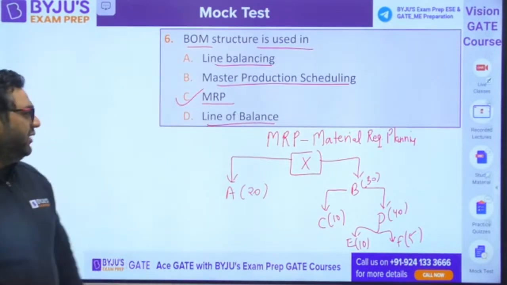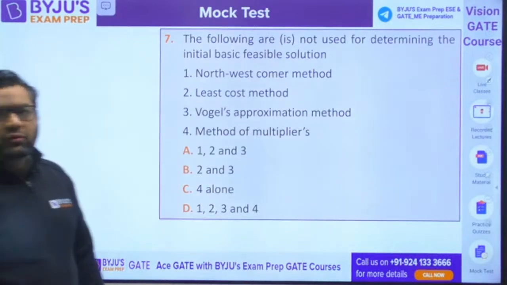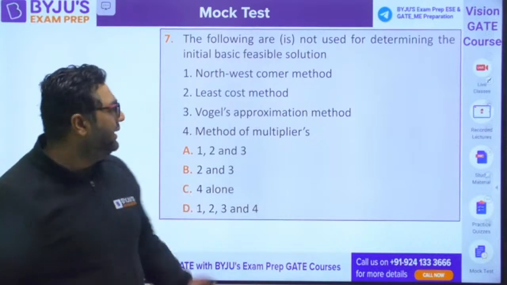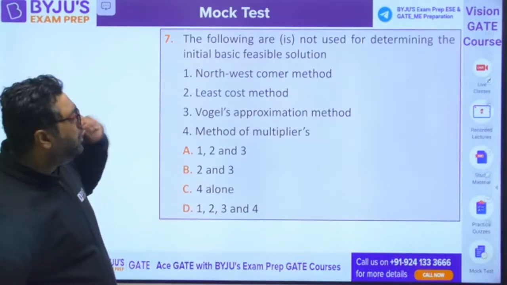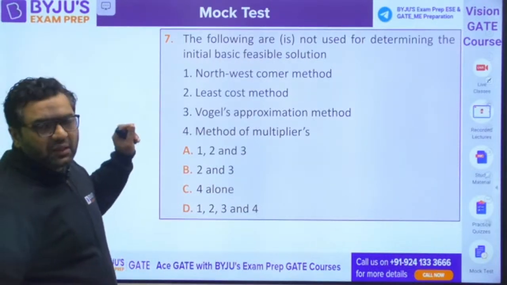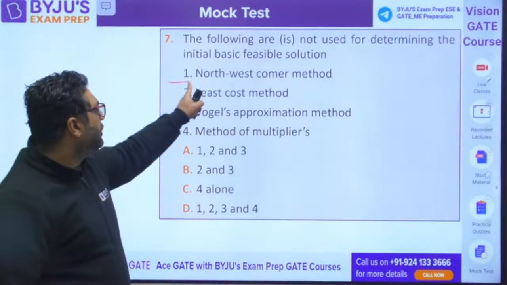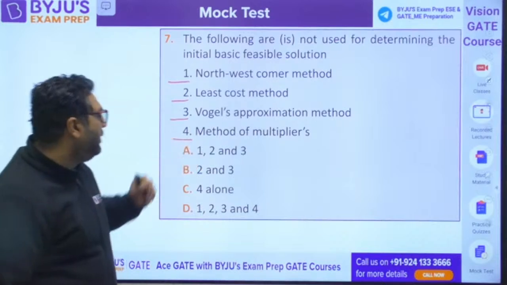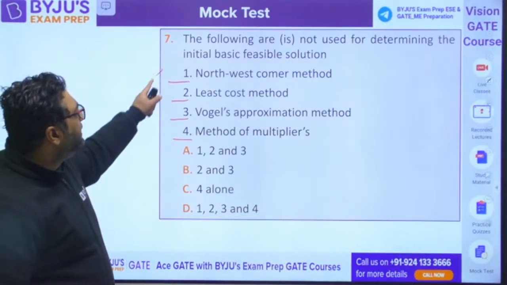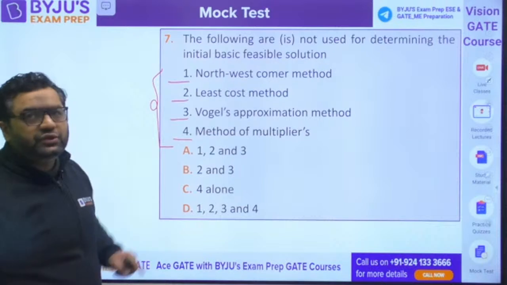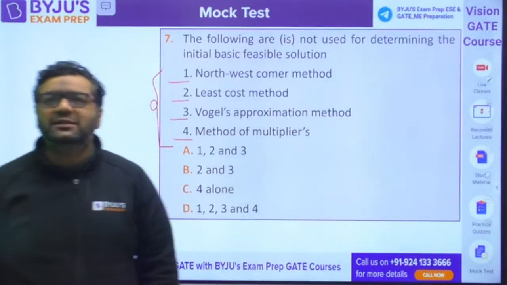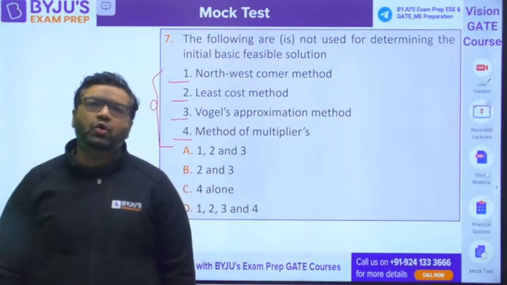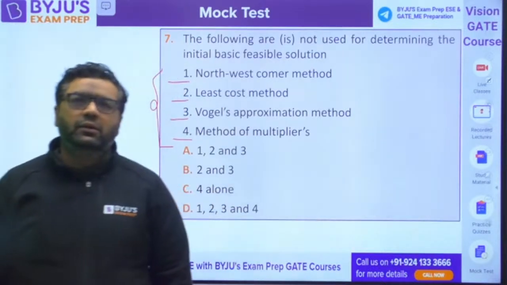Moving to question number 7. This is from, once again, industrial transportation problems. They are saying that the following are not used for determining the IBFS, initial basic feasible solution. Is it northwest corner rule, least cost method, Vogel's approximation, or method of multipliers? So from this, which are not used, what would be the answer?